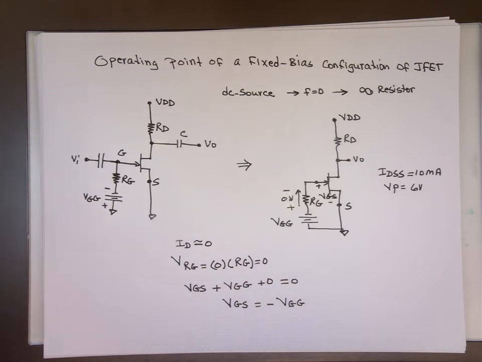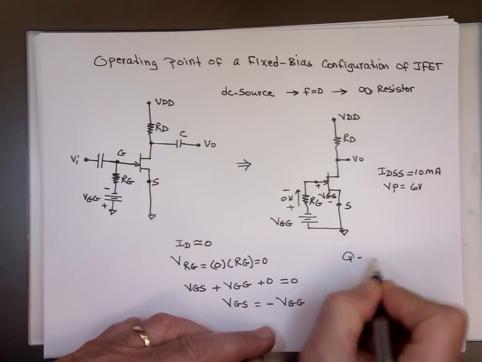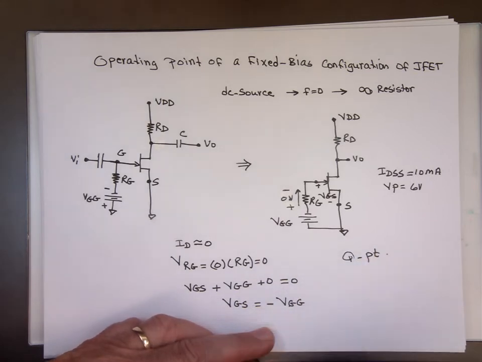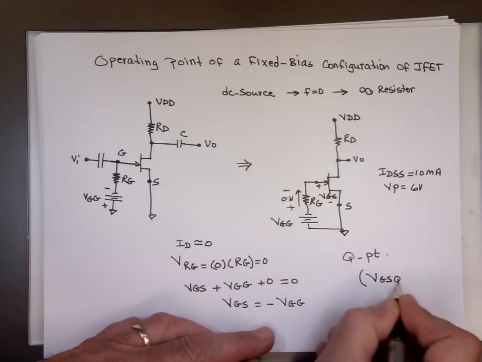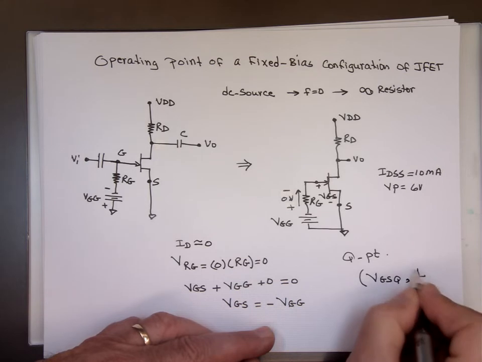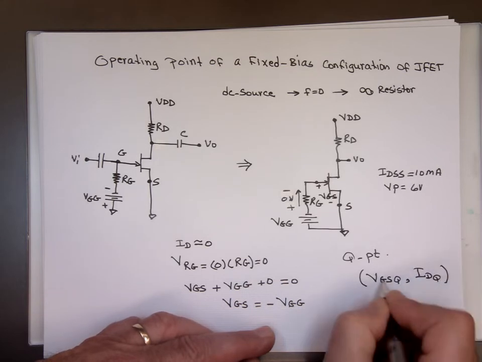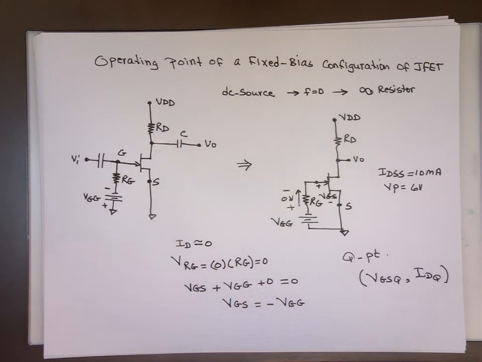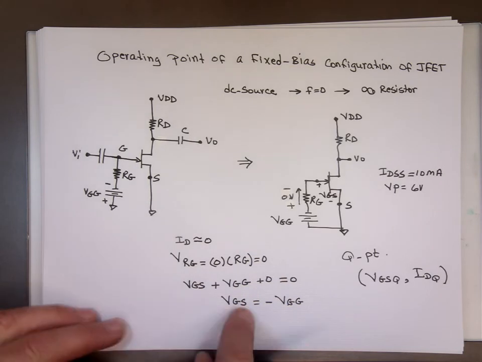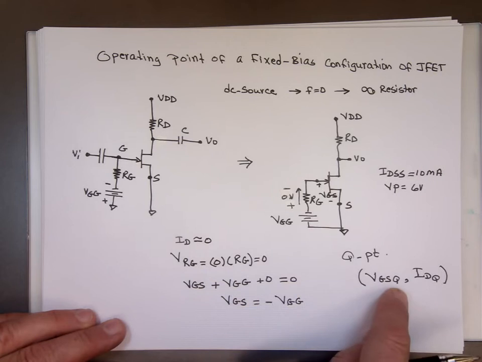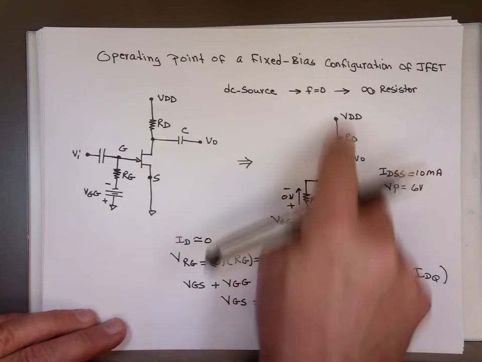Now, if we know what VGS is, we can calculate what the current I sub D is. When we ask you for the Q point, the operating point, where that transistor is going to be working at, we're looking for two numbers. We're looking for the voltage, which we called VGSQ at the Q point, and we're looking for the current at that point, IDQ. That's the X value, that's the Y value. That's what we're asking for when you say find the Q point or the operating point. So we know what the voltage here is, negative VGG. But what is ID here?